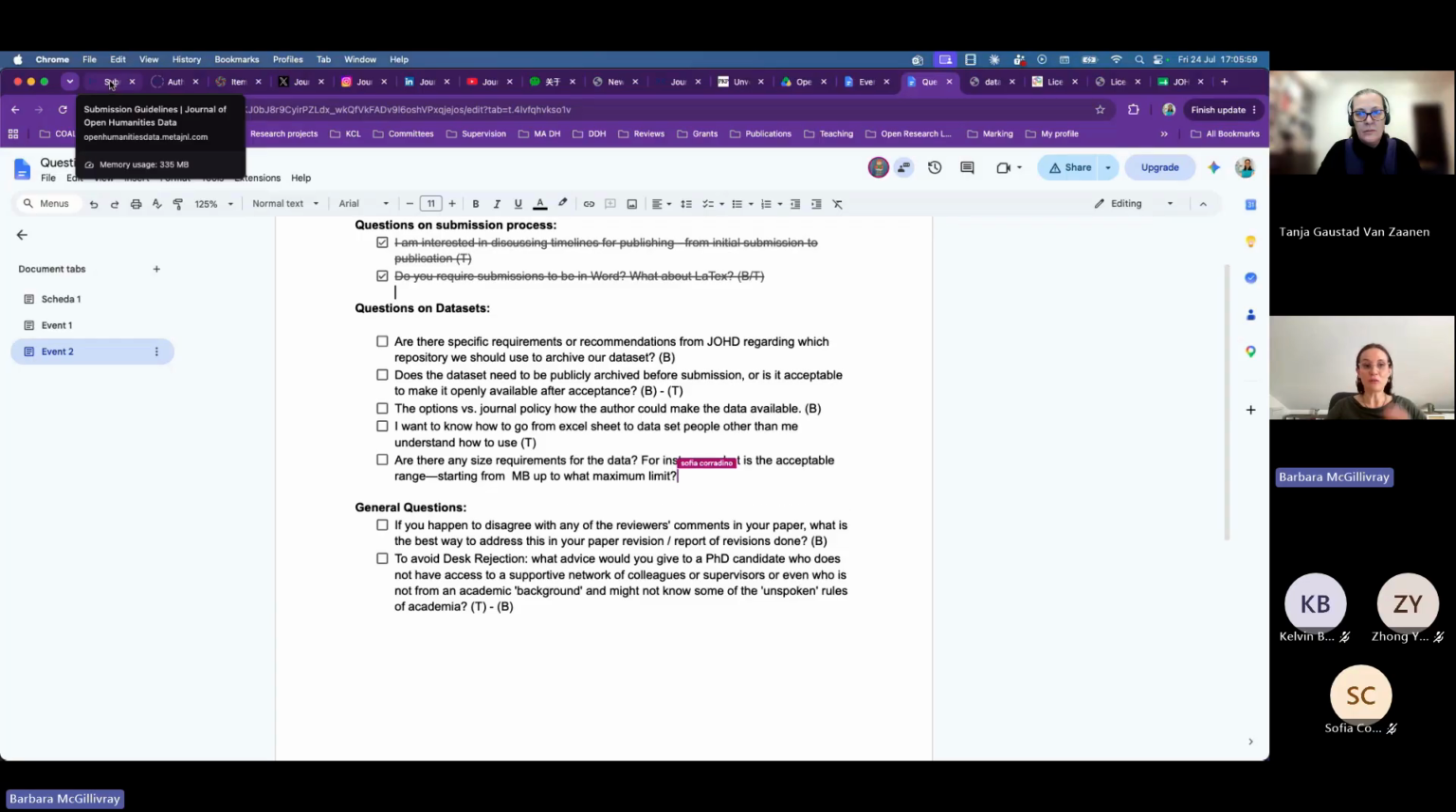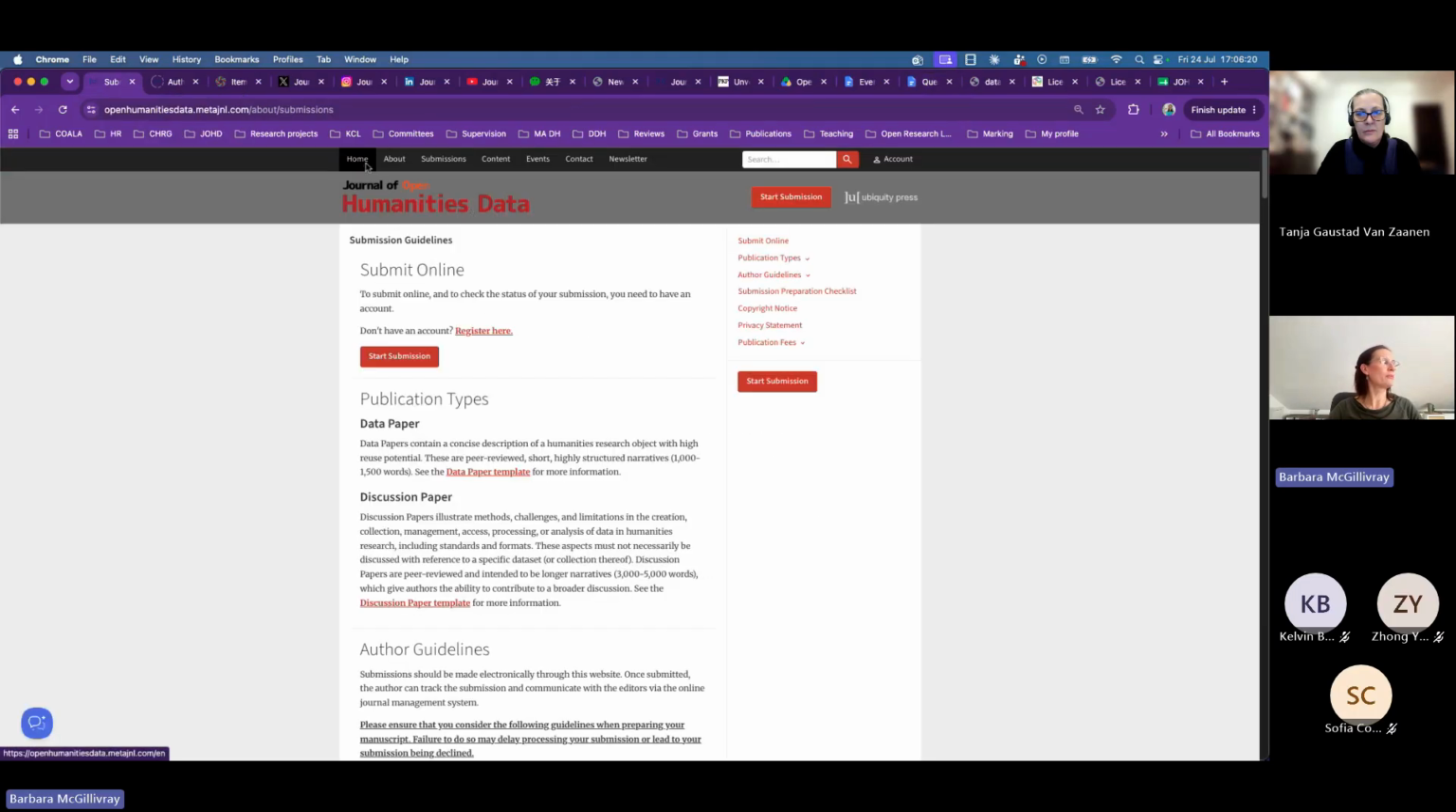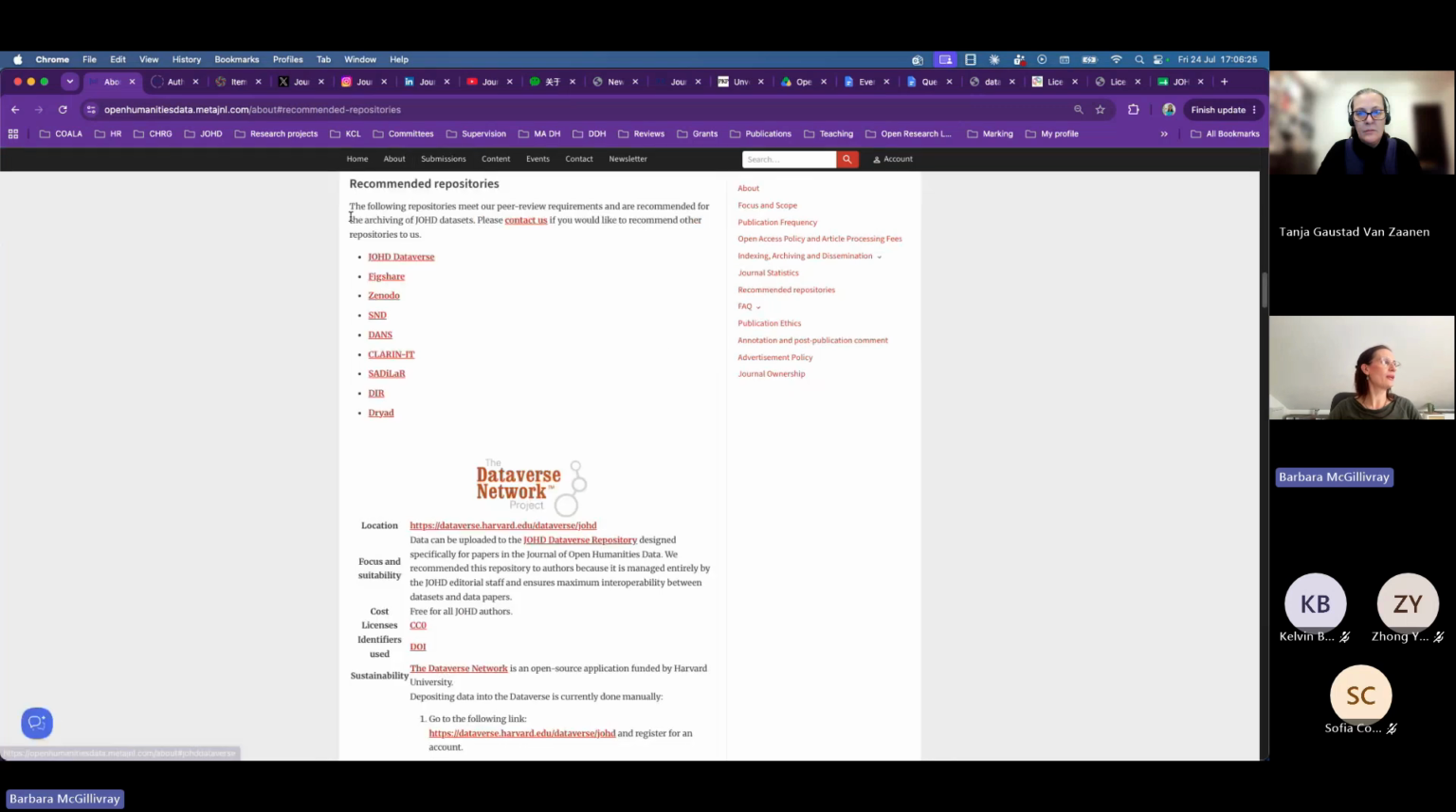There are recommendations and no strict requirements of specific repositories to use, although what we do ask is that your dataset is deposited in a repository that assigns a persistent identifier and ensures long-term preservation of the data. So you go on to your submissions and repositories. We have a list of repositories that we recommend because they do tick those boxes.